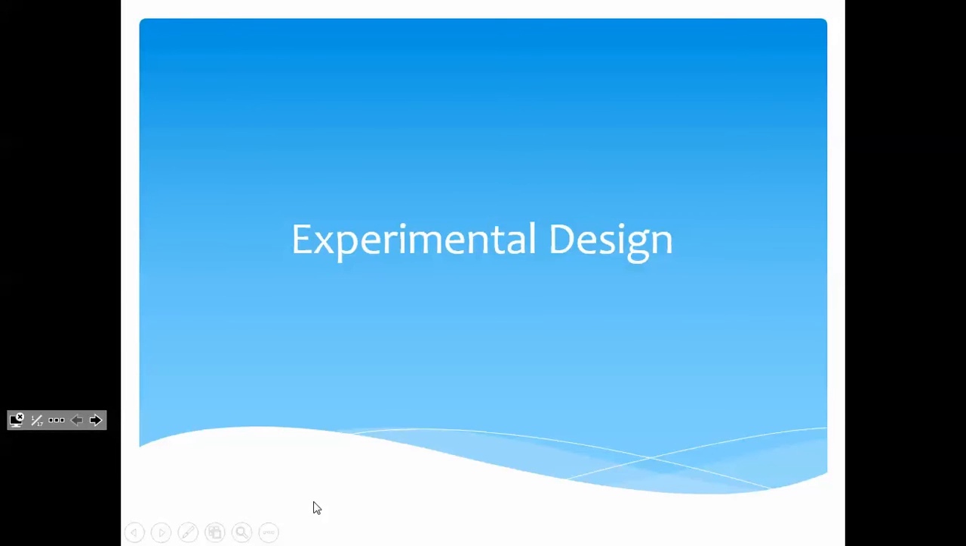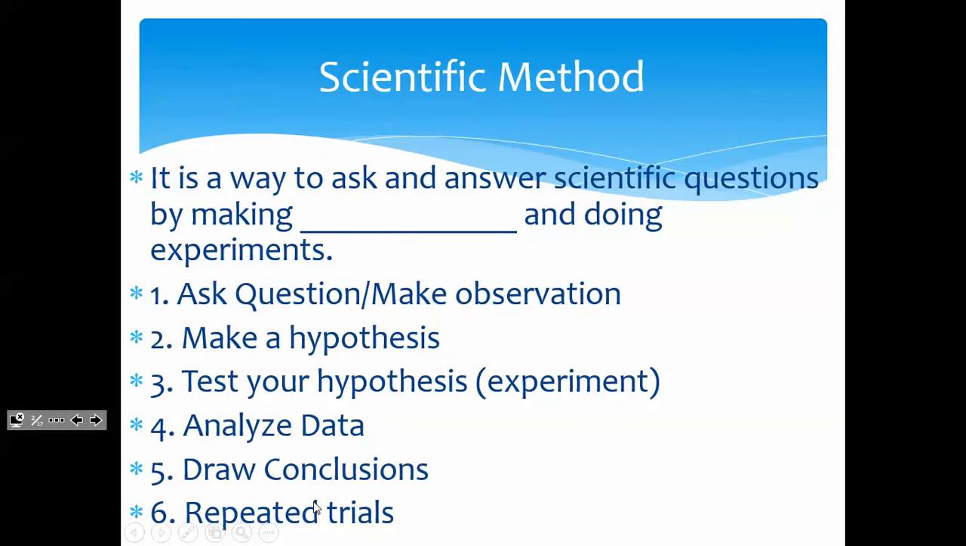So we're talking about experimental design, and that kind of centers around the scientific method. And the scientific method is a way to ask and answer scientific questions by making observations and doing experiments. For whatever reason this blank isn't filling in, but as you can see here, it's making observations. So the scientific method has pretty much 6 main steps.